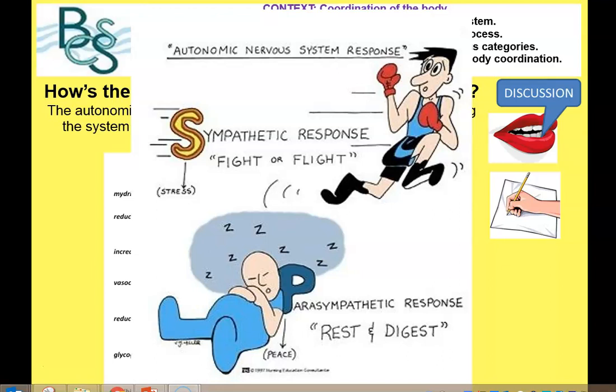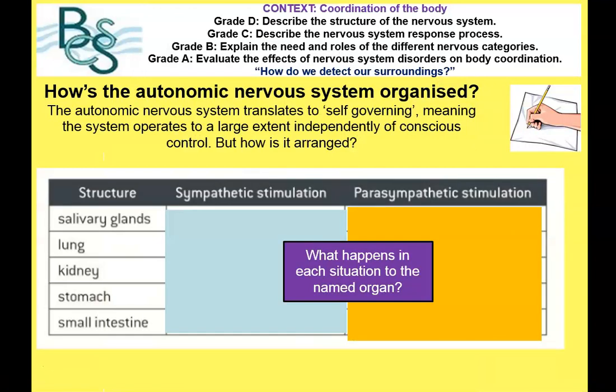So that's what I want you to have a go at now. On this table here, we've got some different structures. So the salivary glands, lung, kidney, stomach, and small intestine. And what I want you to do is have a little think about what might happen in each one of those structures with a sympathetic response, remember that's fight or flight, or a parasympathetic response, remember that's rest and digest.